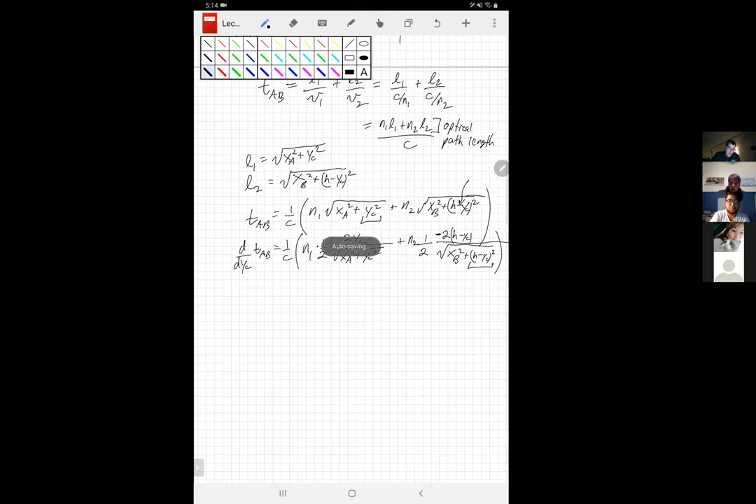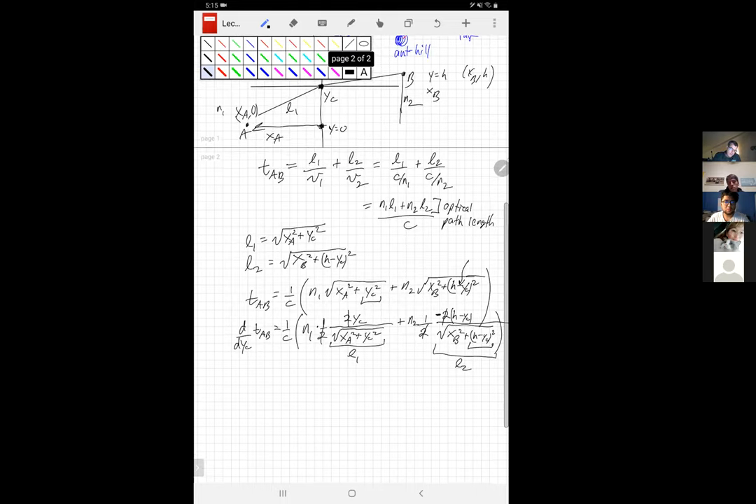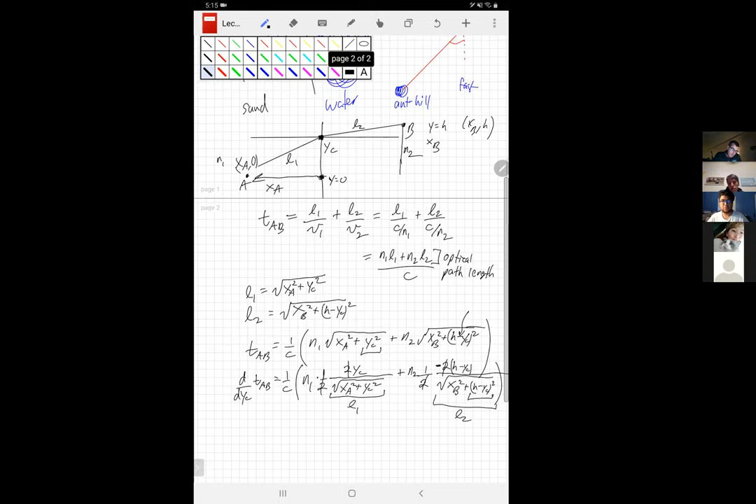Well, these square roots in the denominator, that's just L1. And that square root is just L2. And the 1 halves cancel the 2s. And then we've got yc over L1. Well, this height is also yc. Yc is opposite theta 1. L1 is a hypotenuse. So it looks like I've got 1 over c times n1 sine theta 1. Hey, that's nice. N sine theta. That showed up in Snell's law, which I just asserted as a fact last time.